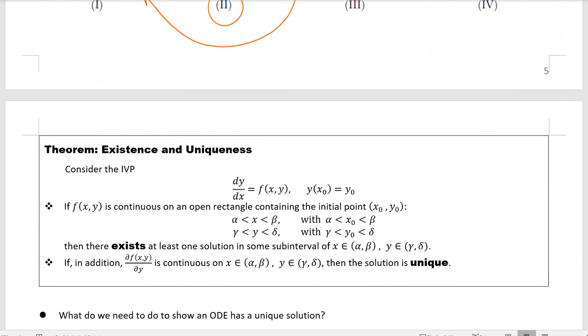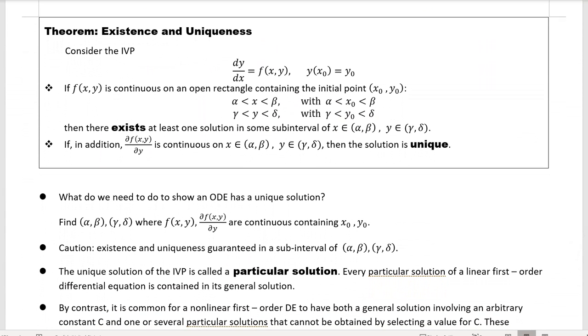Okay, so let's continue. Theorem of existence and uniqueness. This is very powerful because we know a lot of differential equations we are not able to solve and get a nice formula. But this theorem can help us to have an idea whether a solution exists or whether it is unique. Okay, so consider initial value problem dy/dx equals f of x, y. Before you use the theorem, you must express the differential equation in the standard form.